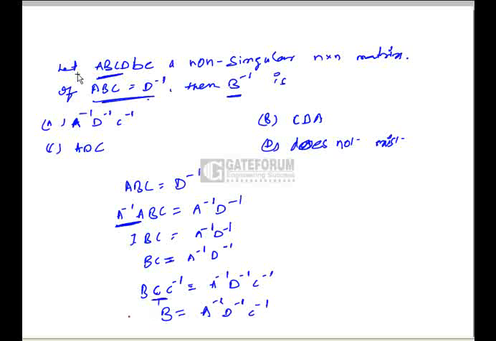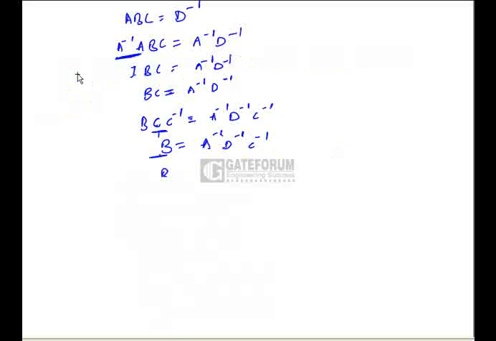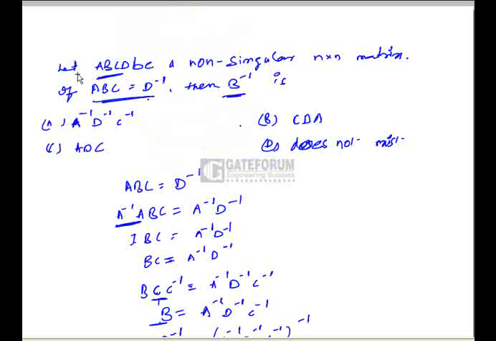So we got the value of B, but we want B inverse. So from this, B inverse would be (A inverse D inverse C inverse) whole inverse, which is nothing but C D A, which is option B.